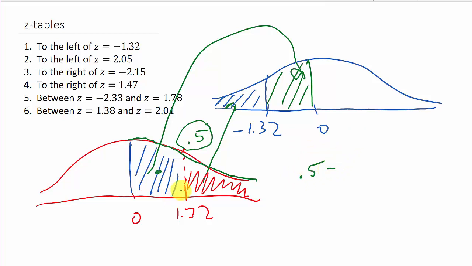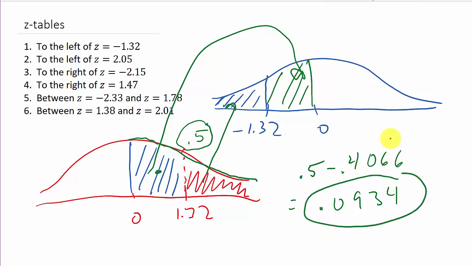So we've got 0.5 minus, and then this area from here to here is 0.4066. When we punch that into the calculator, we get 0.5 minus 0.4066, which will give us 0.0934. And if you watch the first part of the video, you can compare it and see they're the same.